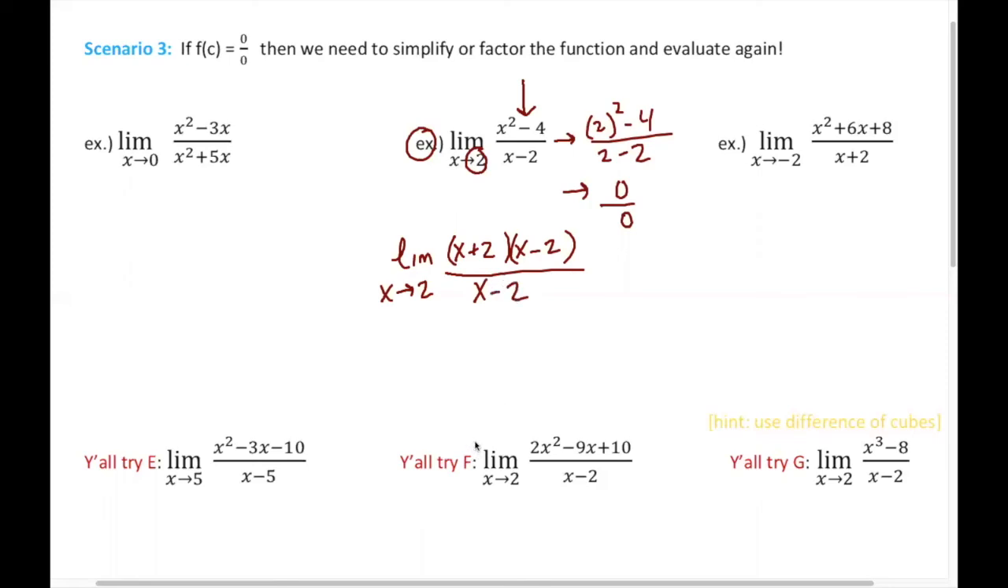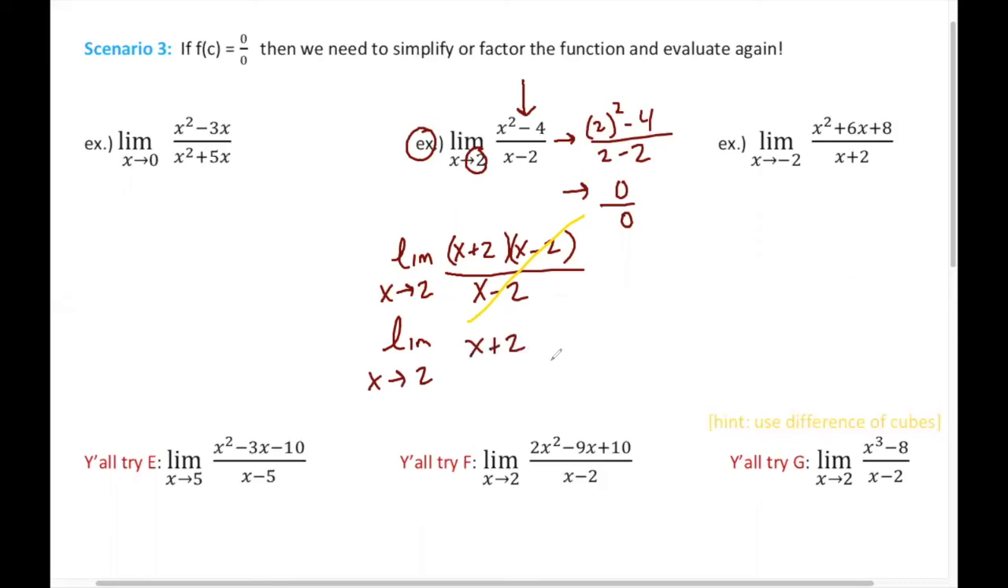Now, what good does that do you? Well, actually a lot of good, because this factor of x minus 2 in the numerator cancels out with this factor of x minus 2 in the denominator. Anything divided by itself is one whole. So since those cancel out, we're left with the limit as x approaches 2 of just x plus 2.